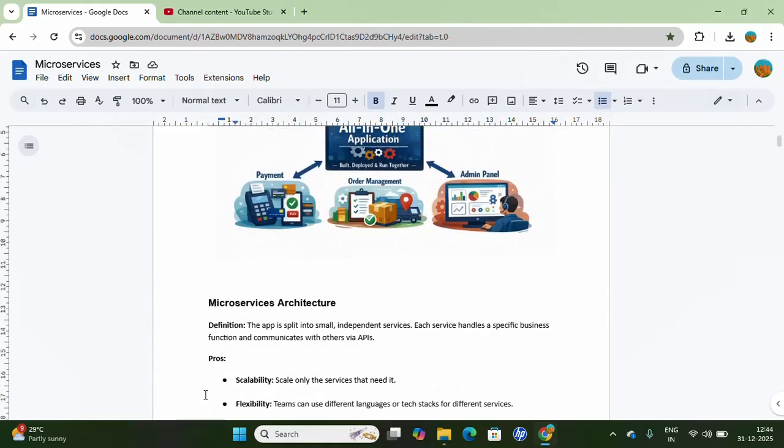You can read the definition once again. The application is split into small independent services, that's what we divided. Each service handles a specific business function. If you are dividing the application into multiple pieces, each piece can have an independent business service that needs to focus on that particular purpose only, and they communicate with others via APIs. Now I will show you the diagram for this.